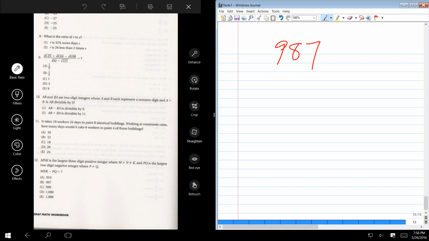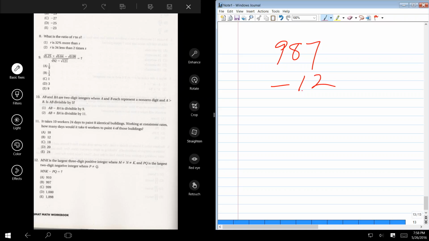Okay, so you were going to go minus negative 98. Well, what does PQ have to be? What's the largest 2-digit negative integer? So that's going to be 98, right? Wait. Oh, okay, yes. The largest negative, so it has to be the smallest. Okay. Negative 12 is larger than negative 98. Yeah, exactly. They can't be the same.